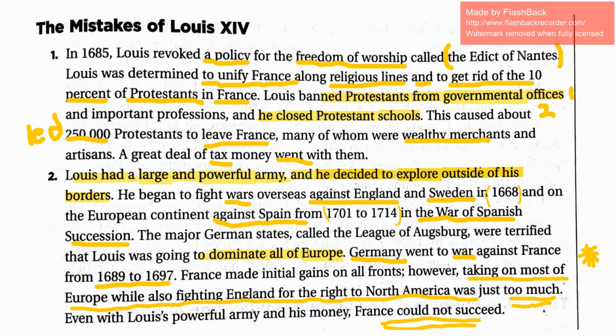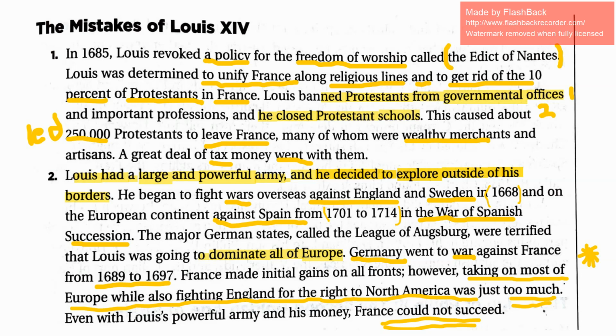Number two, with them, the wealth was gone. So wealthy merchants were gone, and with them a great deal of taxes were gone. This is number three. So what did this lead to?